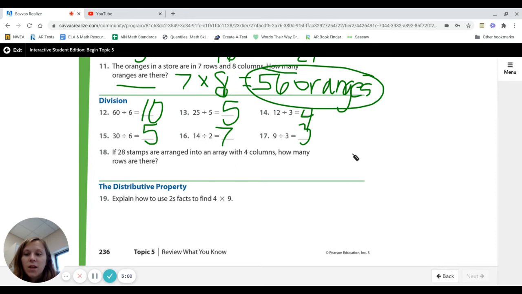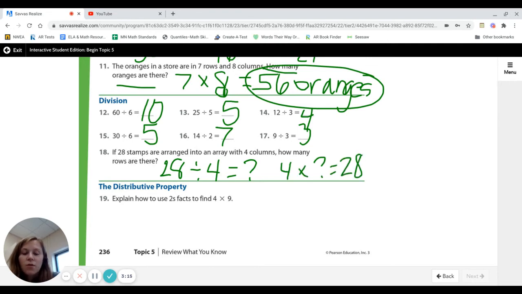Number 18, if 28 stamps are arranged into an array with 4 columns, how many rows are there? So I can think about 28 divided into 4 columns equals what? My multiplication problem, I can think 4 times what equals 28? I know 4 times 7 equals 28, so I know there's 7 rows of stamps. And you could draw a picture to solve this one as well.